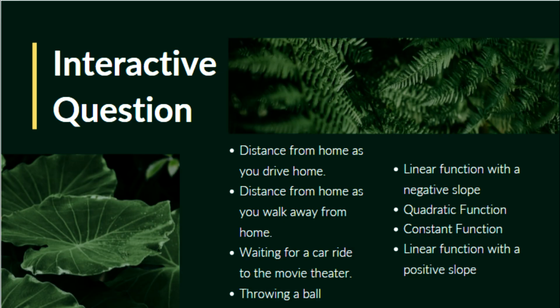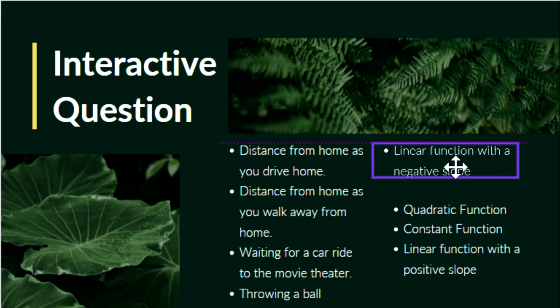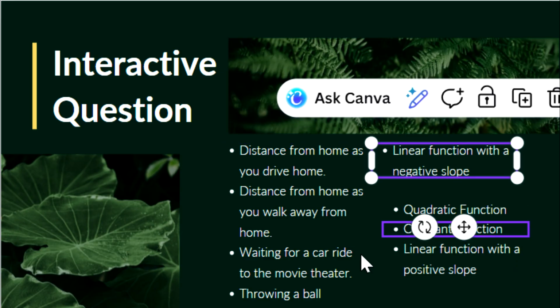Interactive question, okay? It gives us these 4 options and then these that you have to match. So, distance from home as you drive home. So we're heading home. Is that a linear function with a negative slope, a quadratic function, a constant function, or a linear function with a positive slope? Since we're going home, I'm going to assume that's the negative one because that's what they did before. Distance from home as you walk away from home.